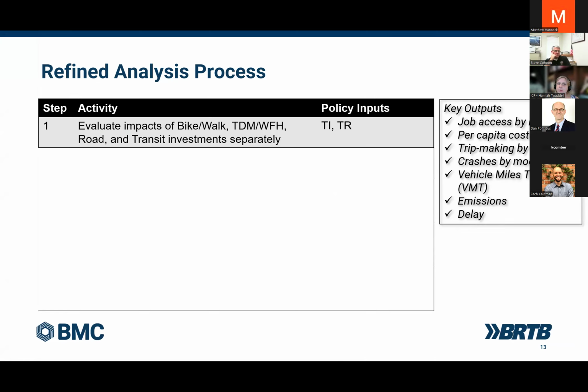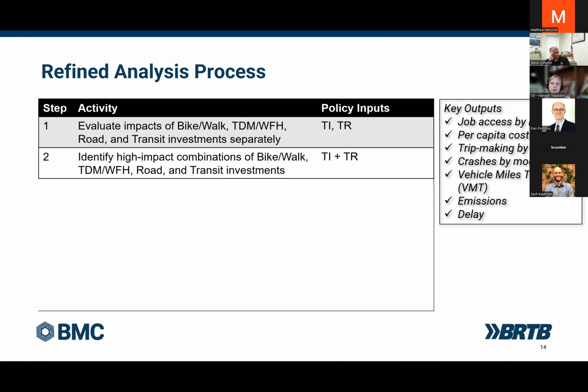I'm going to walk through a sort of 5-step process and show you the results of each step now. What we first did was just take a look at each of the types of investments on their own. So just kind of picked one at a time and took a look at some of these outputs like job access and VMT and delay.